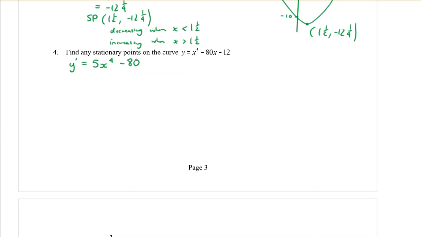Okay, stationary points are going to be when my derivative is equal to 0. So that is 5x to the power of 4 minus 80 is equal to 0. I want to get the x by itself, so let's move the 80 across. 5x to the 4 equals 80. Divide by 5 equals 16. And when I do a fourth root of 16, plus or minus 4. Okay, so there's a minus sign that you can't forget.